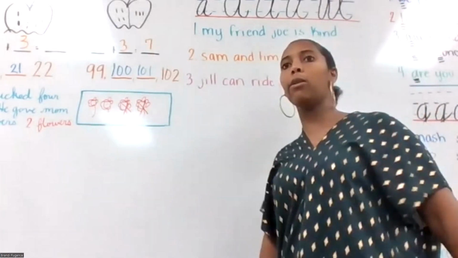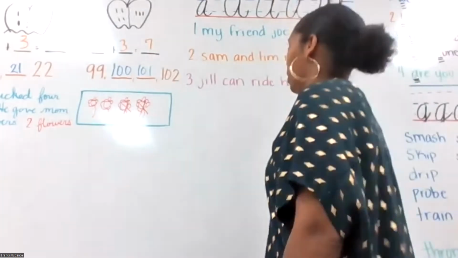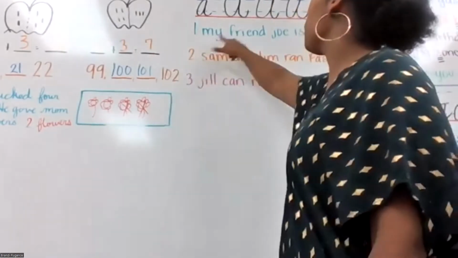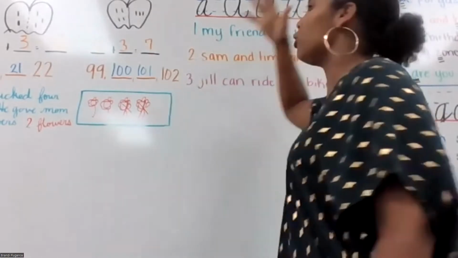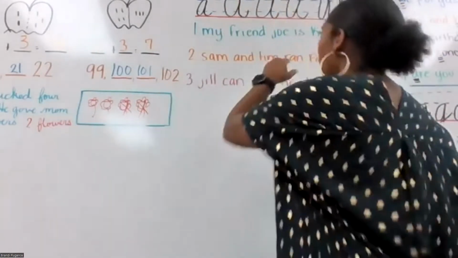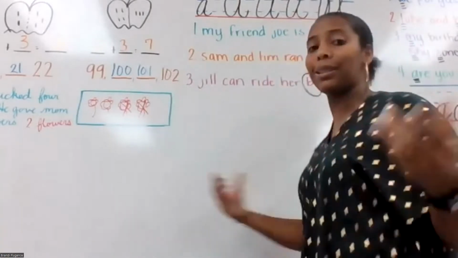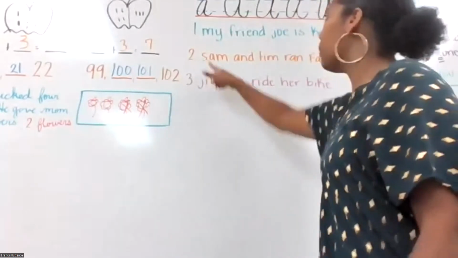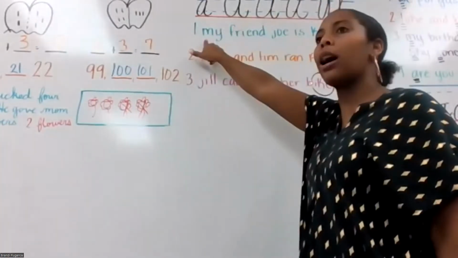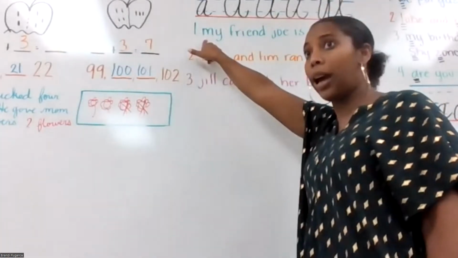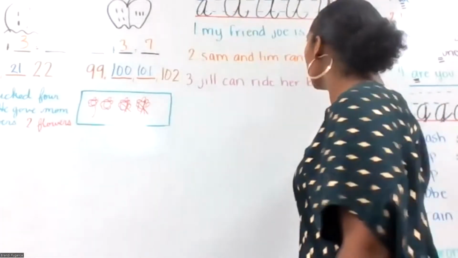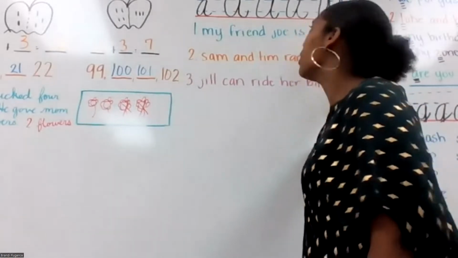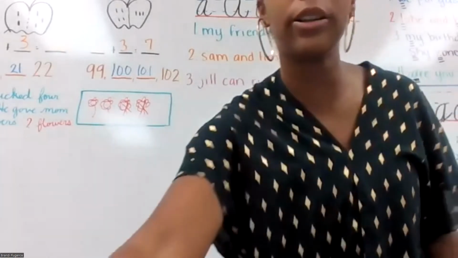So let's go ahead and do number one. My friend Joe is kind. Now you just told me that when we write Joe, we have to capitalize it. So now you write it that way. My friend Joe is kind. Do we still capitalize our M? Yes, that rule never changes. Do we still put a period? But now we have to make sure to capitalize whose name? Joe. Write this one, number one, correctly.